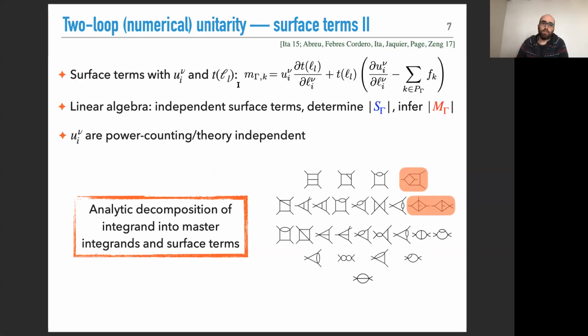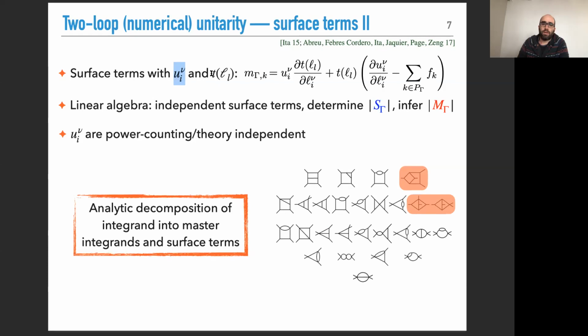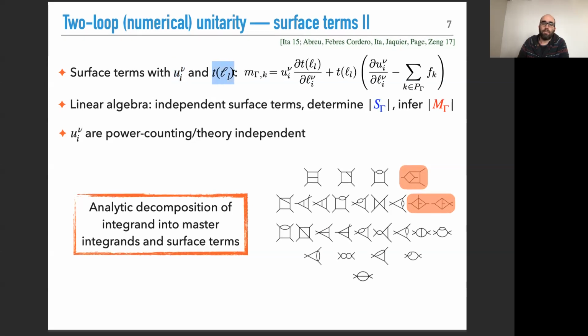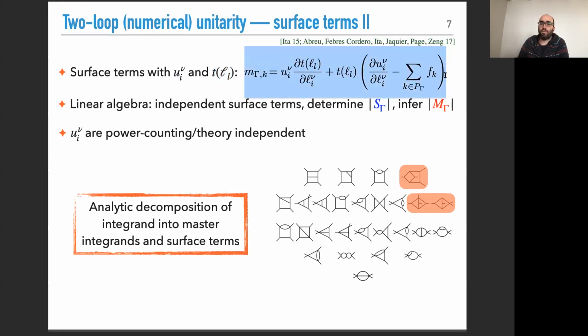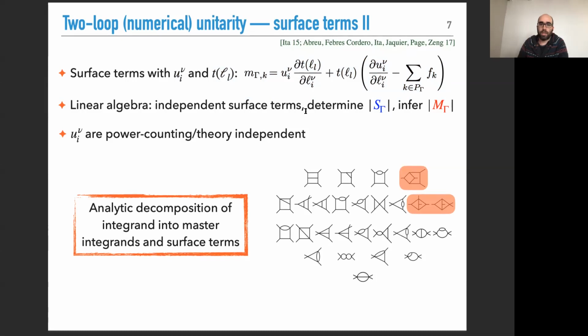Okay, so now let's assume that you've built a full set of IBP generating vectors. Now, if you want to construct a surface term, all you need to do is multiply it by some polynomial or some monomial in the loop momentum components. And you directly get a surface term of this form simply by putting.